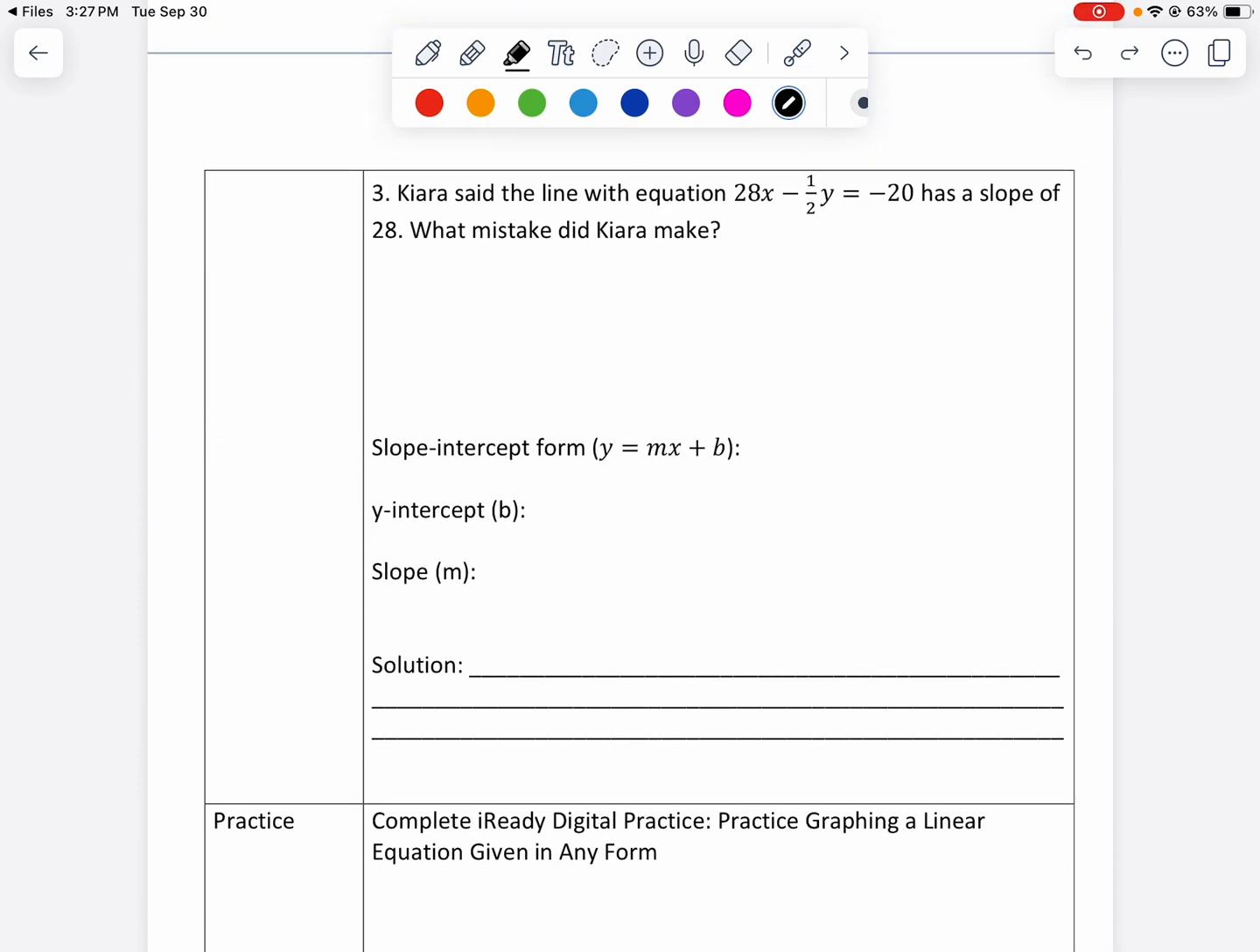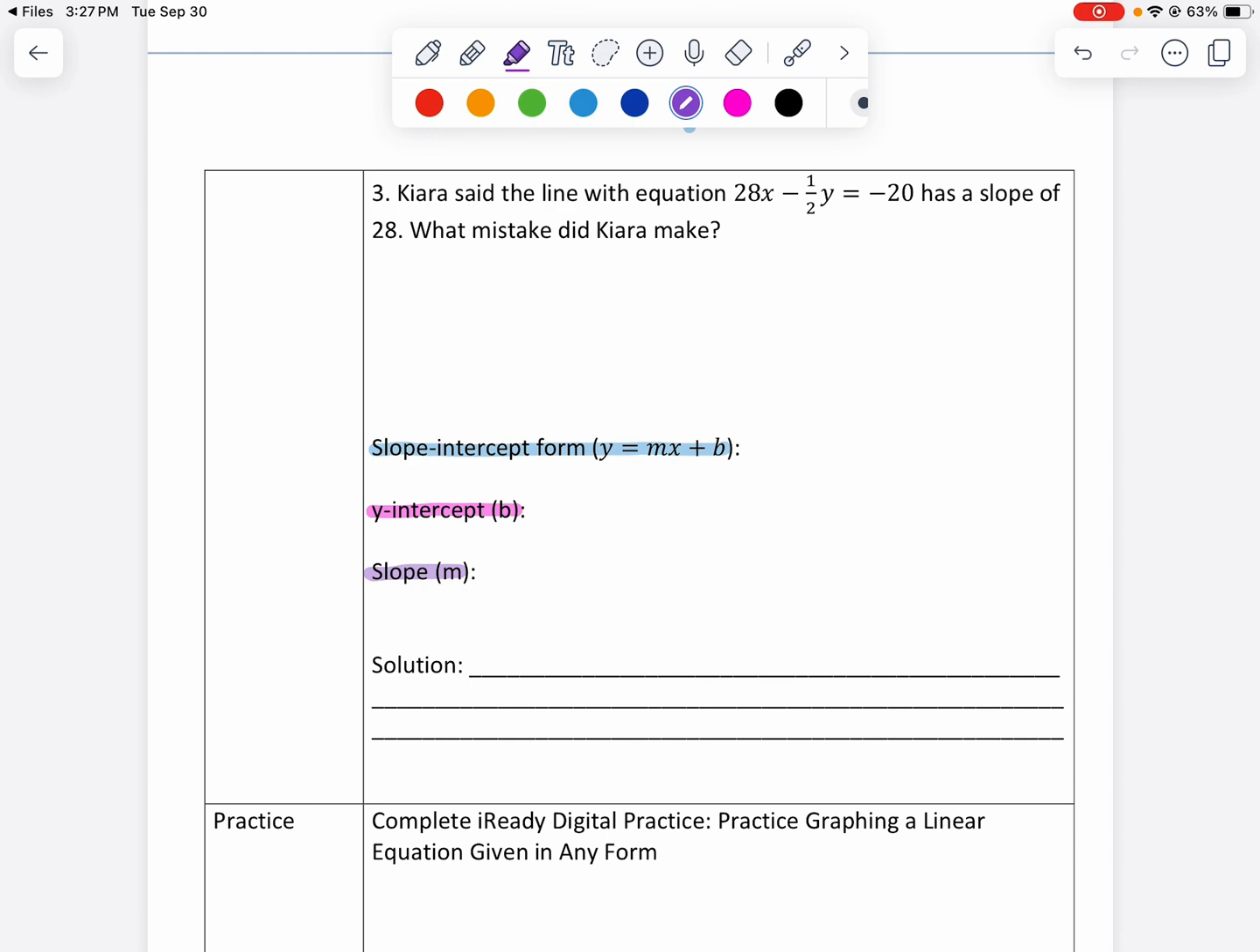All right, and then number 3 says, Kiera said the line with the equation 28x minus 1/2 y equals negative 20 has a slope of 28. What mistake did Kiera make? All right, this is your guys' time to work together as a group, okay? And try and figure out what her mistake is. We know she's wrong. It says that there is a mistake. So you guys need to go through, find the slope-intercept form, tell me what the y-intercept is, and tell me what the slope is.